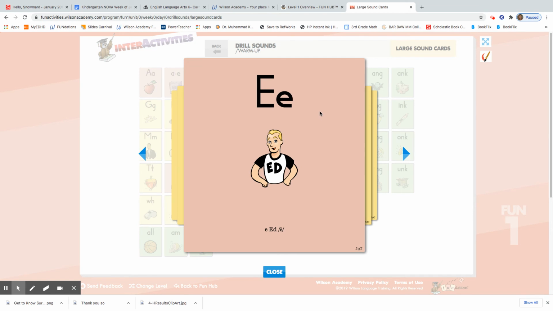And the last one is a vowel, and it's the letter E, and the picture is Ed. This is the guy Ed. So E, Ed, E. Remember, when we make the E sound, we smile with our mouth open. E, Ed, E. Great job practicing your picture card sounds.